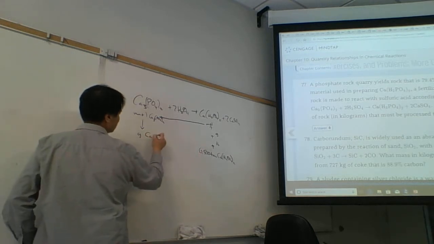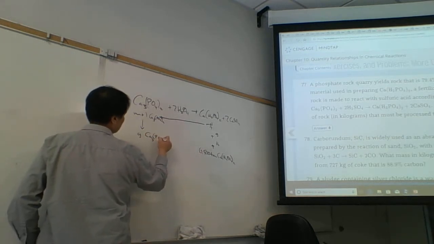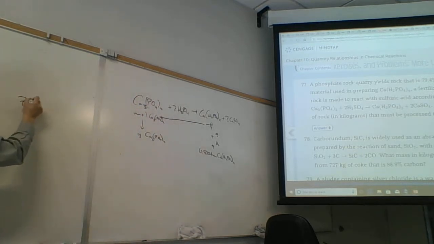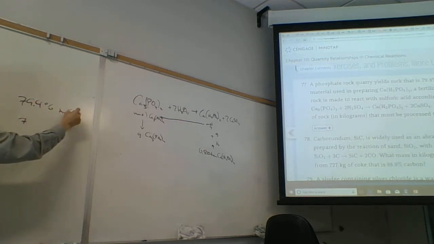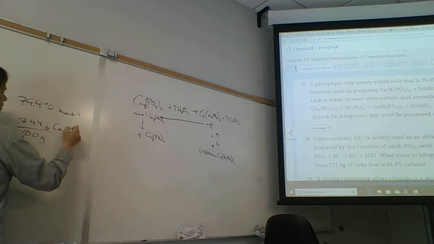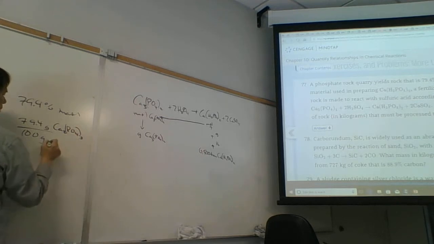But the rock doesn't consist of pure calcium phosphate. And so what is that percentage there? 79.4%. 79.4% means by mass, it means 79.4 grams over 100 grams. And so 79.4 grams of what per 100 grams of what? Yeah, 79.4 grams of calcium phosphate per 100 grams of rock.